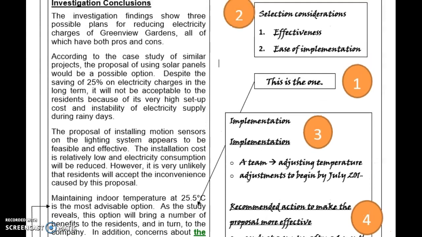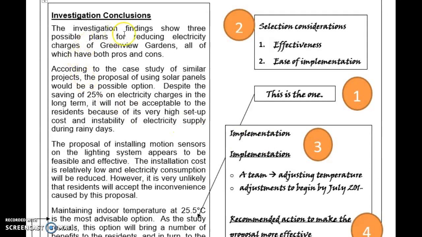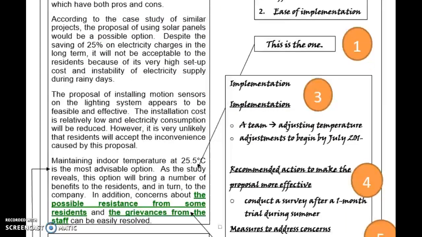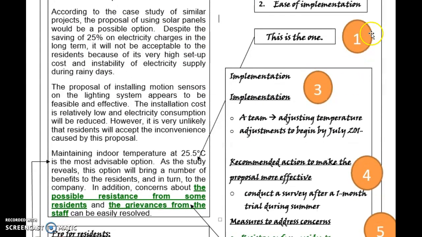So first of all, after you read the investigation conclusion, number 1, you will need to tell the reader which one is the initial proposal to be chosen. Which one is the final one chosen by your boss? The arrow pointing to here shows that this is the final one.